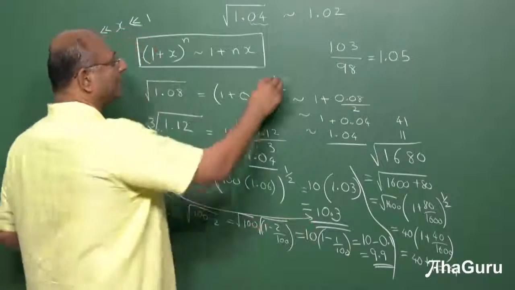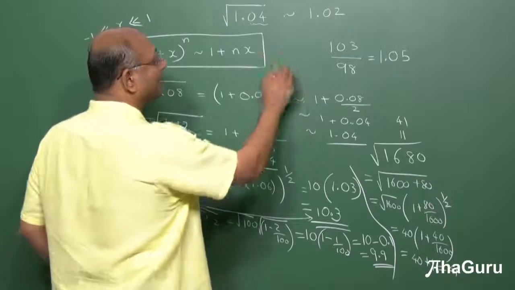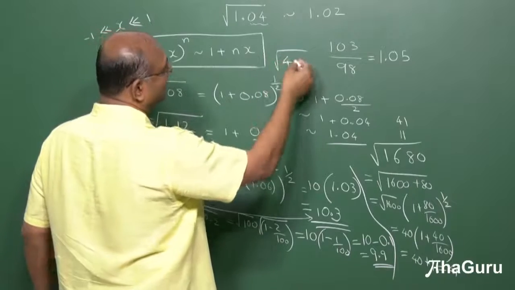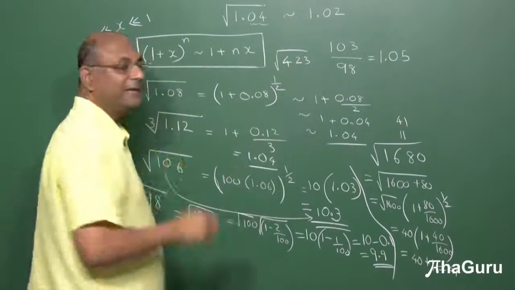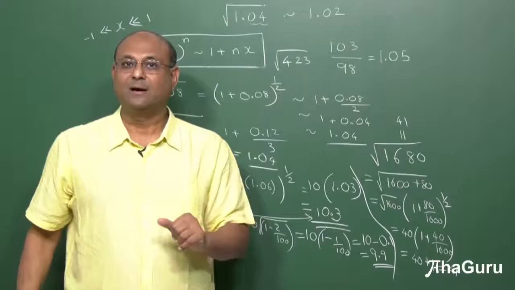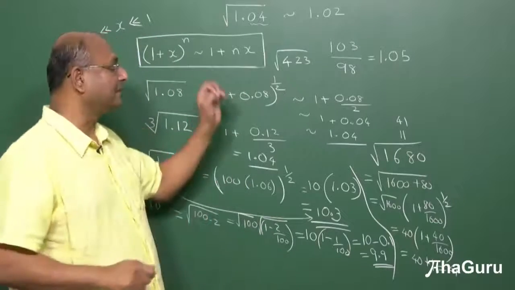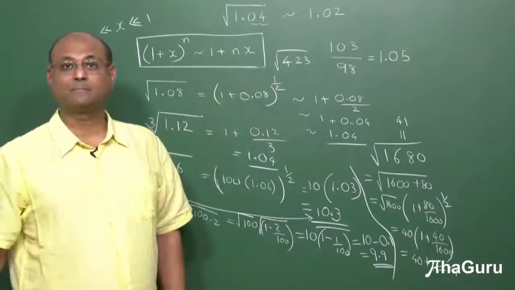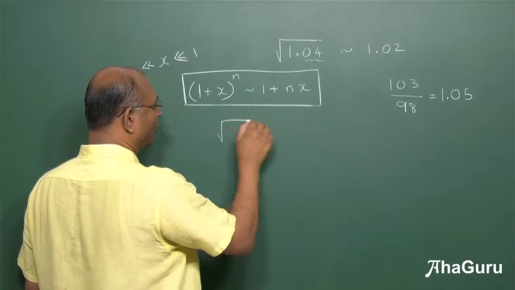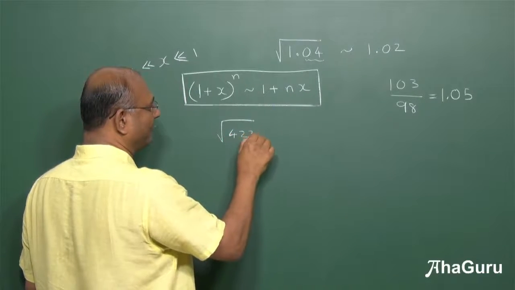Like for example, you know root of 400 is 20. So if you want root of 423, very easy to find it using this idea. So please try that out. Now let us look at a couple of other examples that we can use this idea for. So let us now try to show what will be the answer for root of 423.